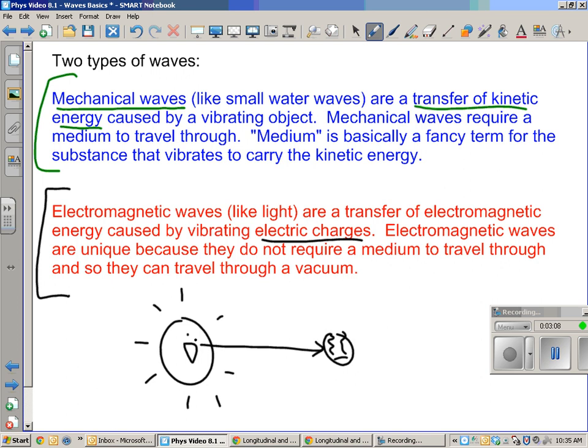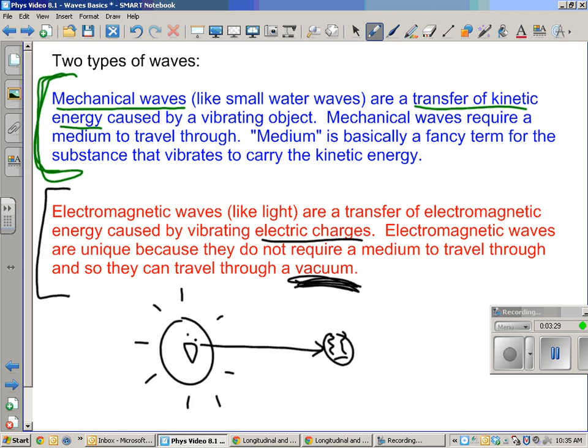Okay, and I guess I should probably comment, every once in a while somebody asks this. The word vacuum just means empty space. It's a space that is completely free of anything. No air, no water, no dust, no motor cars, nothing. All right. Cool. So there you go. There's the two types of waves. Again, from this point forward, this chapter, we're really going to be focusing on mechanical waves.